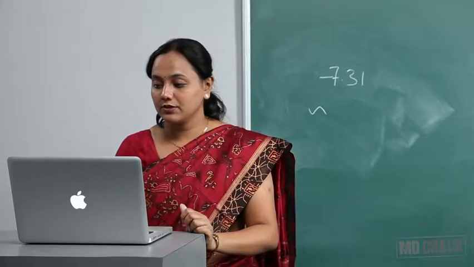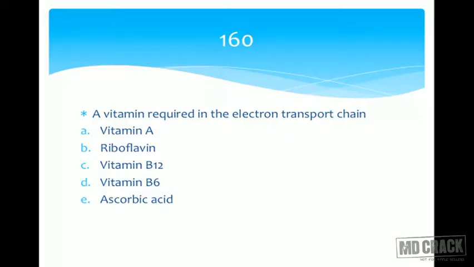Let's go to the next question. A vitamin required in the electron transport chain, ETC. You should be able to answer this. The most appropriate among all this is riboflavin. FAD, FMN both are present in the electron transport chain. NADH dehydrogenase and succinate dehydrogenase, complex 1 and complex 2.